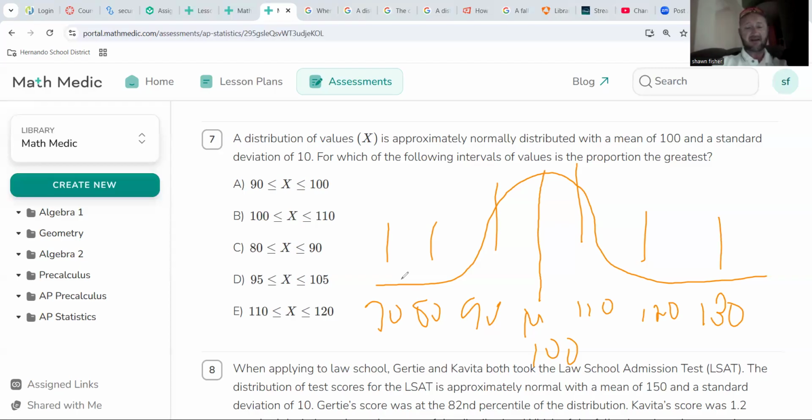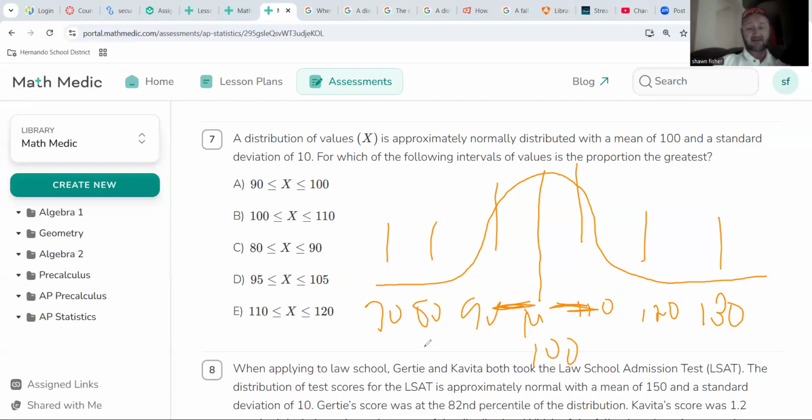This is what we got right here. That's only 10 steps away from the mean. Let's look at some more. From 100 to 110, that's 10 steps away. That's okay, but I'm looking for something really, really close. That's 10 steps away, so these two answers are almost the same.